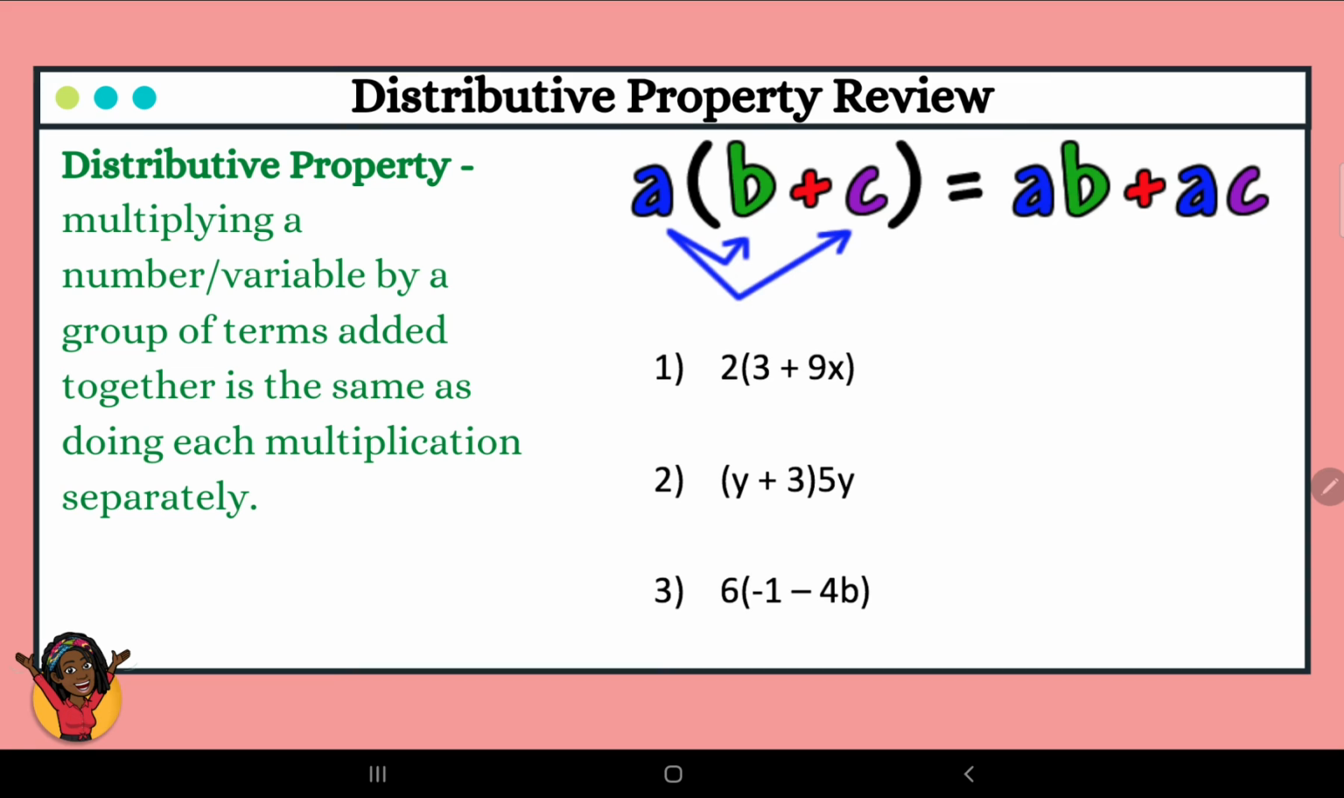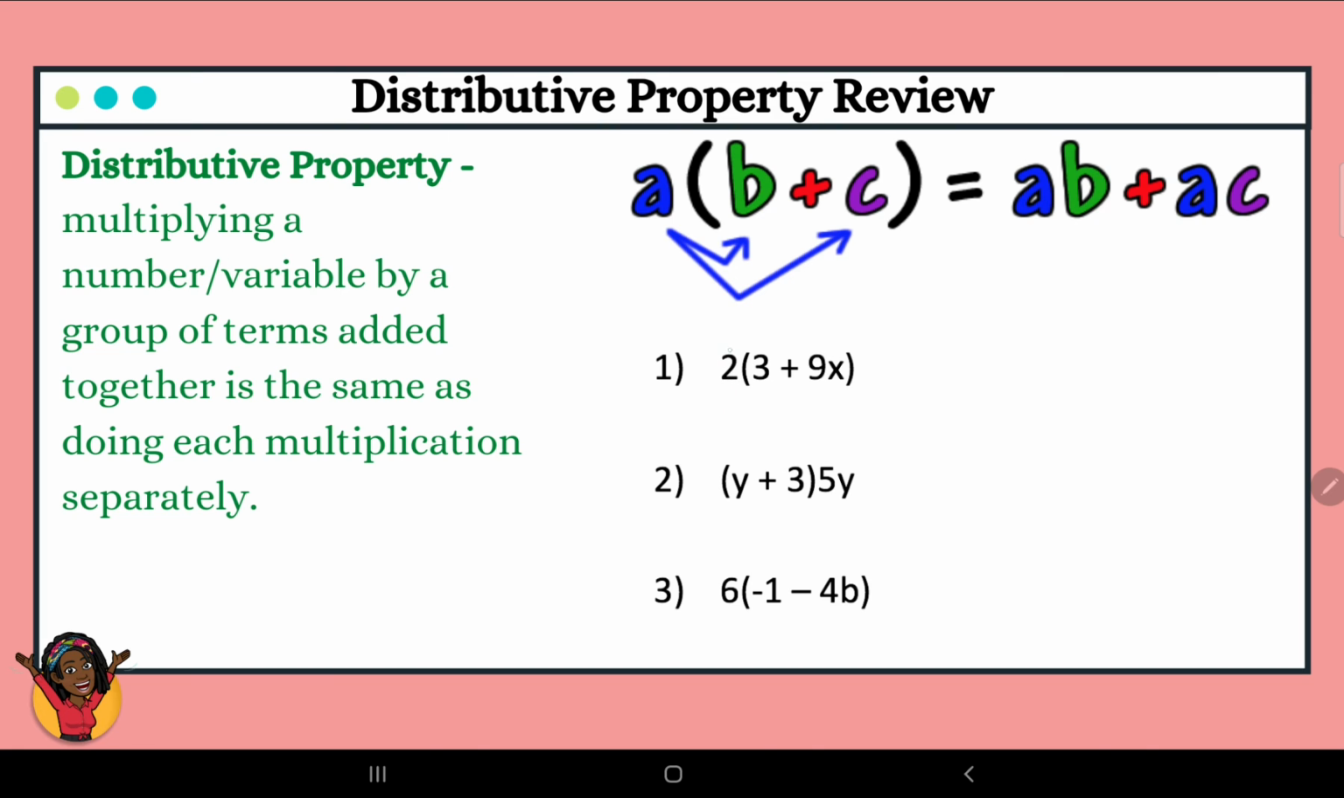Now let's take a look at the distributive property. The process of distributing is to multiply a number or variable by a group of terms added together, which is the same as doing each multiplication separately. So as outlined, if I take the value a and multiply it through the parentheses, I'm going to get a times b, or ab, and a times c, which is ac, and then I can add those two together. Let's go ahead and take a look at these examples.